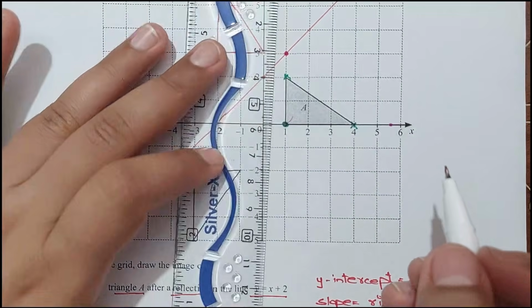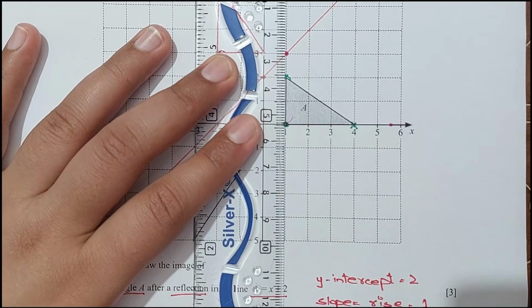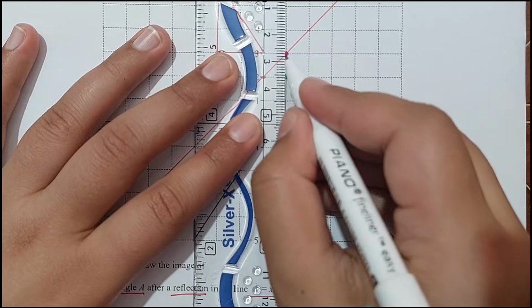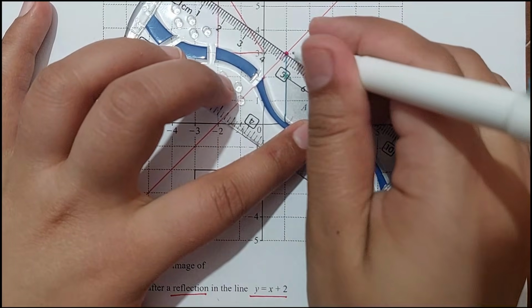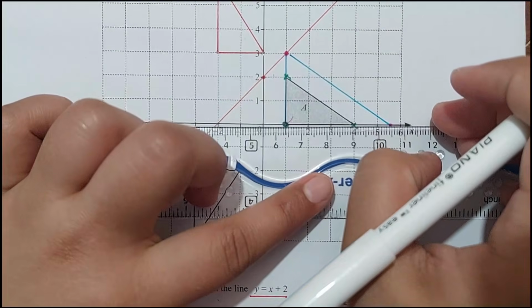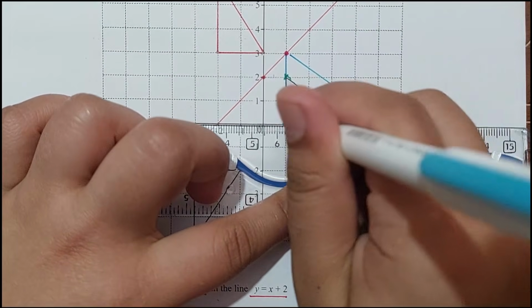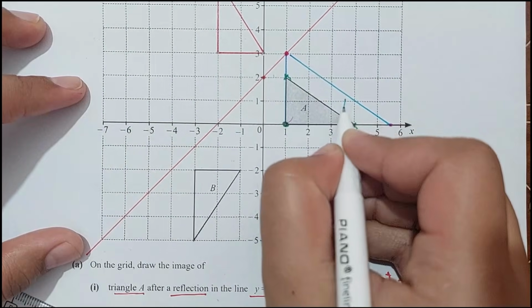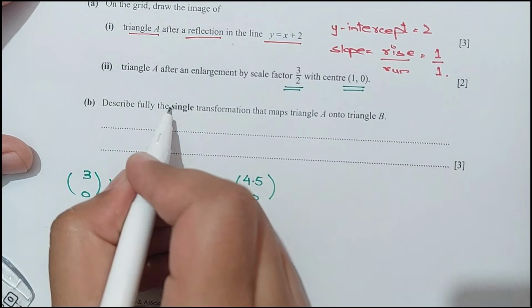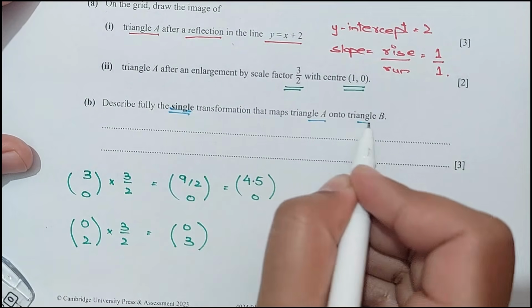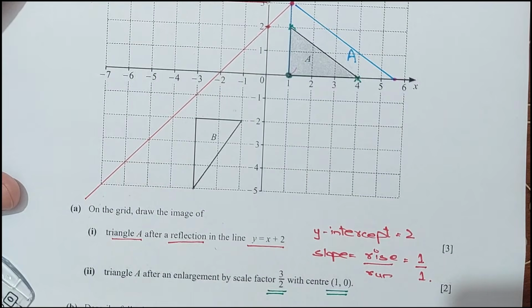Okay, so the new one would be, if I can draw it with a different color in the middle. This is the enlarged shape. These are the new vertices for the triangle A. Part B, describe fully the single transformation that maps A onto B. Okay, triangle A onto triangle B.